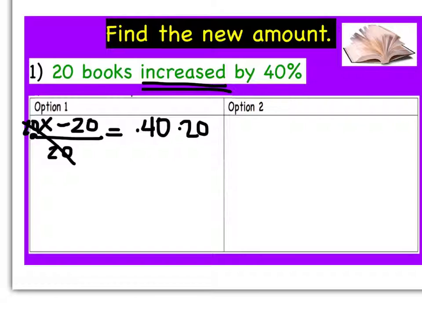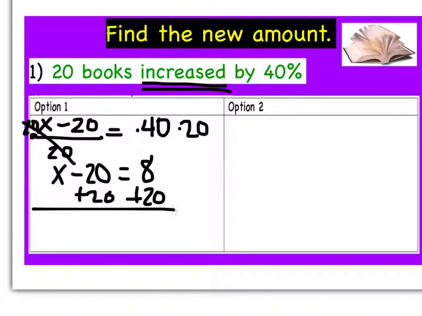0.4 times 20, I'm getting 8. So x minus 20 is 8. Now the inverse of subtraction right here, or this negative 20, is a positive 20. And if I'm adding that together, I get x equals 28, and I'm going to label it books.